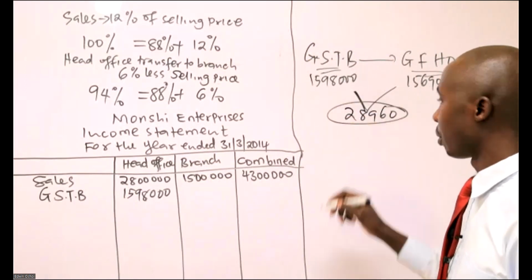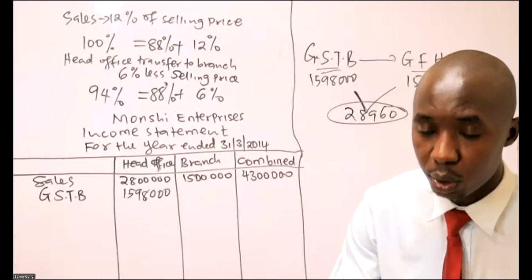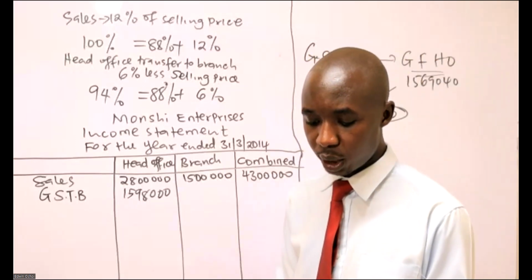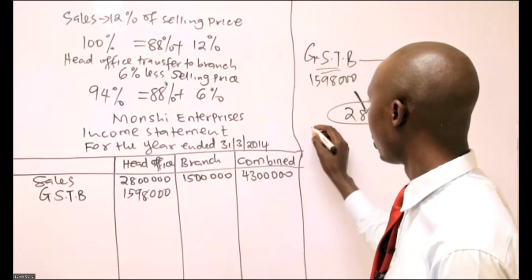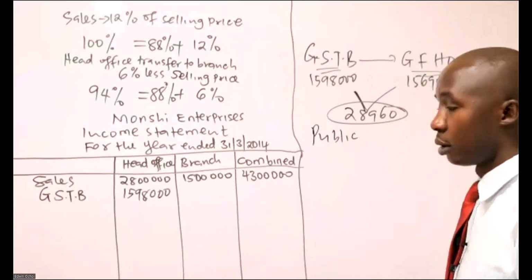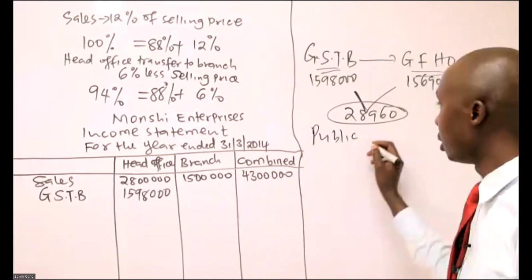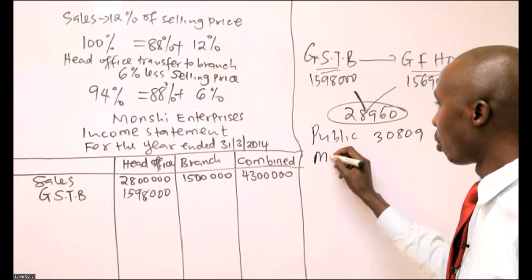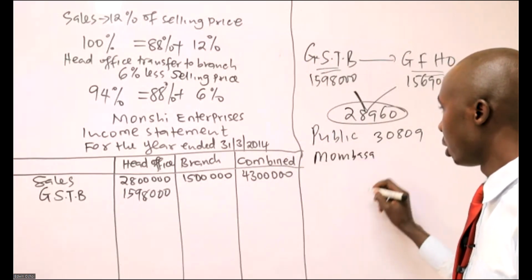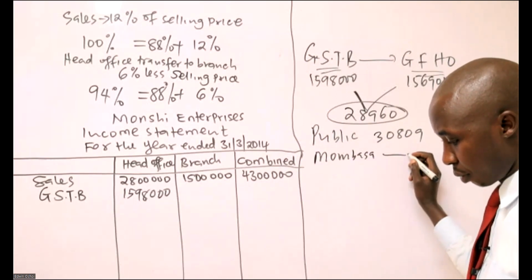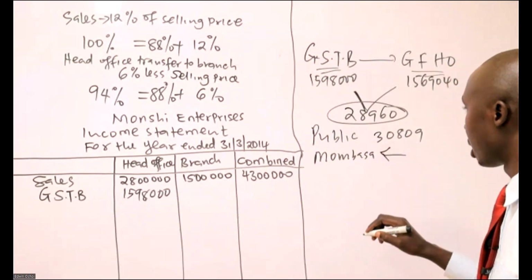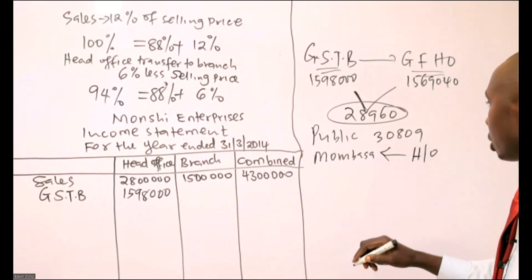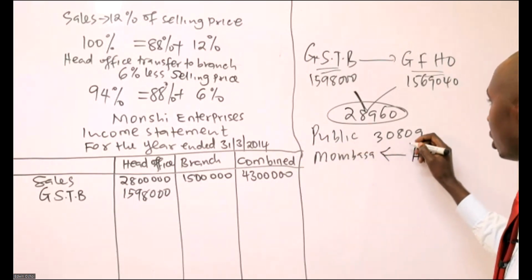So maybe here there must be goods in transit. If you check note one, you are told that packaged goods were sold at selling price to the public. Some goods of 30,809 were being dispatched by Edovis to Mombasa branch. So these are goods which were being sold to the public.